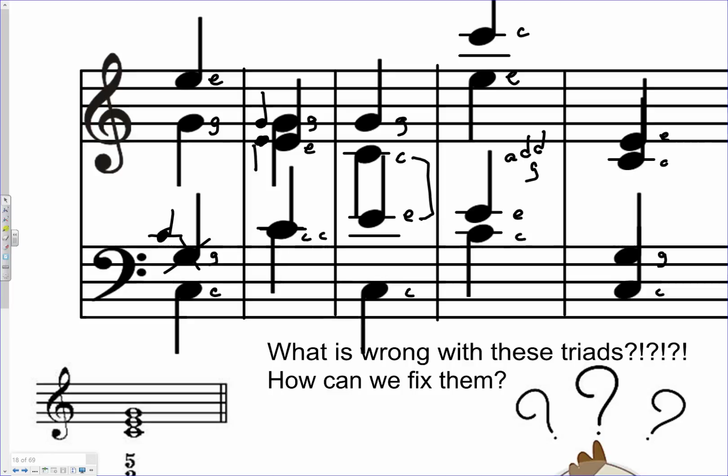And what's the problem in the last measure? Well, it appears as if our root is doubled. I see 2 C's, but the stem direction is a bit off. We want our stem to go down for bass, up for tenor, down for alto, and up for soprano. So that's how we would fix some of those triads, and you have to be really careful and be on the lookout when you part write.